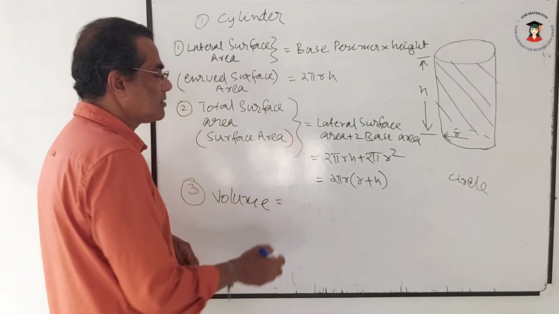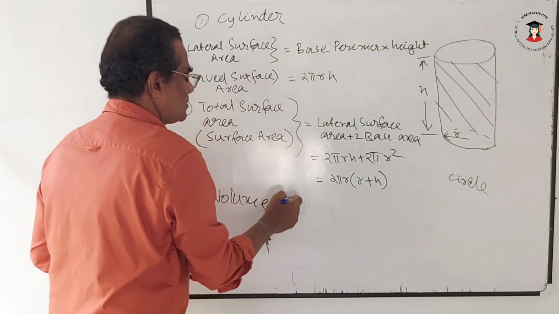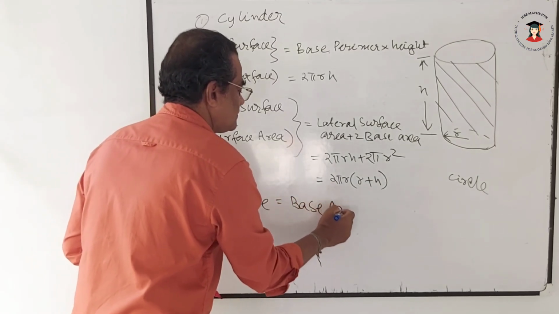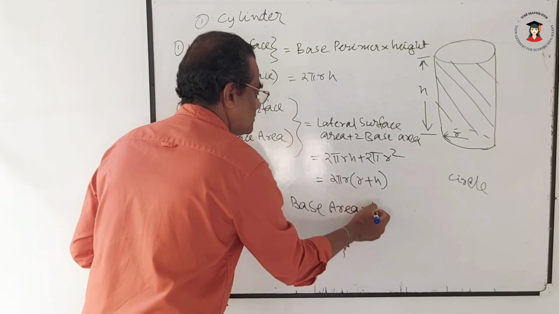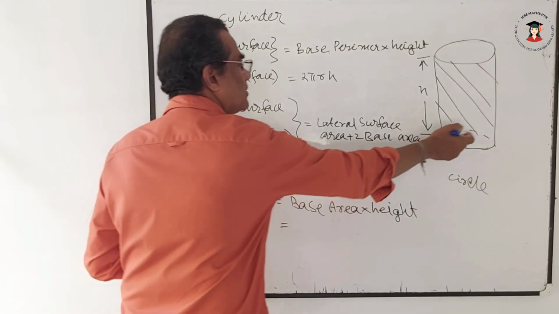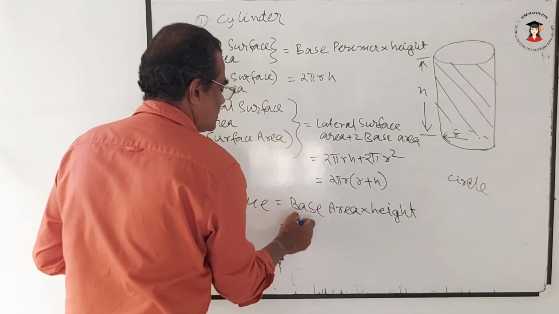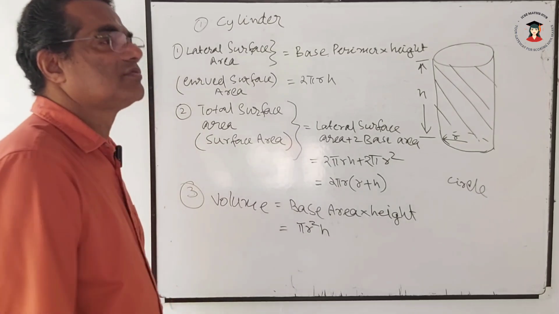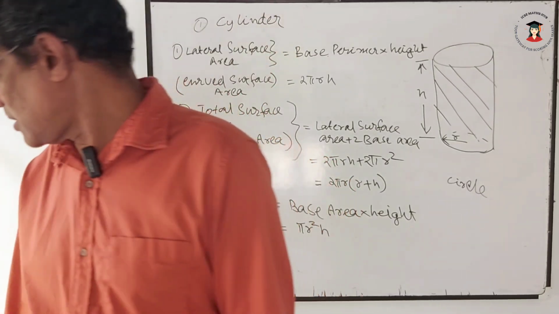Volume has a general formula: instead of base perimeter, base area into height. So you need to note that distinction between volume and lateral surface area. Volume is base area into height. What is base area? It is pi r square. And height we have taken as h. Therefore, volume of a cylinder is pi r square h.